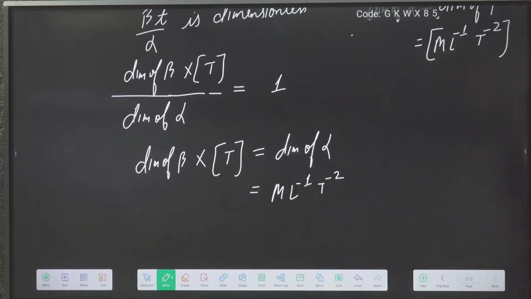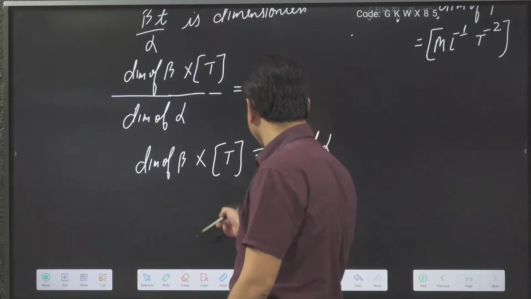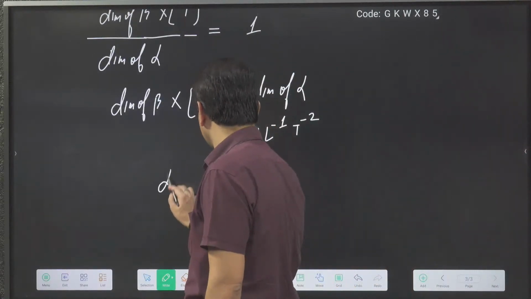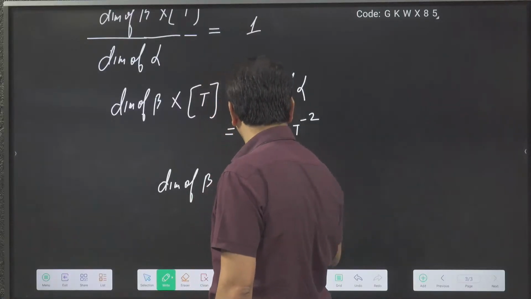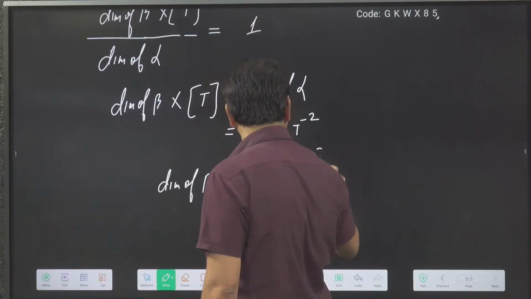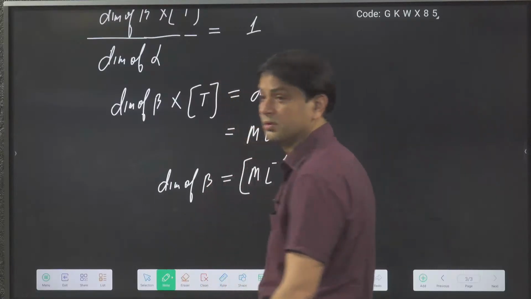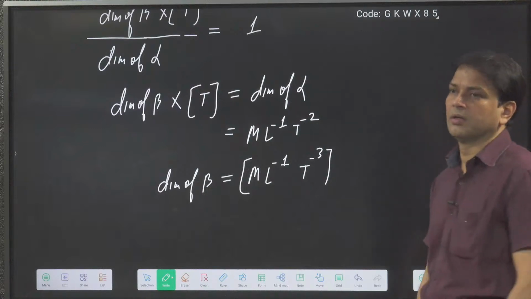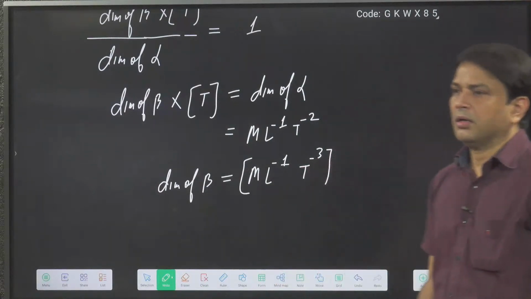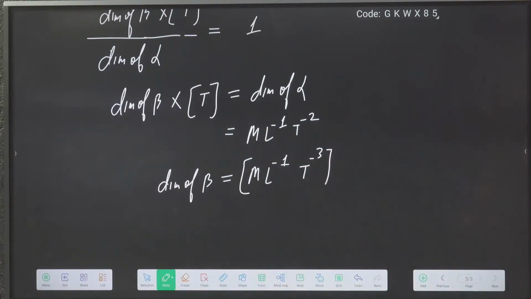Now what is the dimension of beta? You divide by T, so M L minus 1 T minus 3. I think everybody got it. Yes, M L minus 1 T minus 3. Completed.